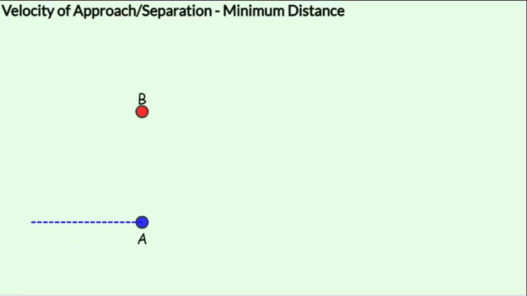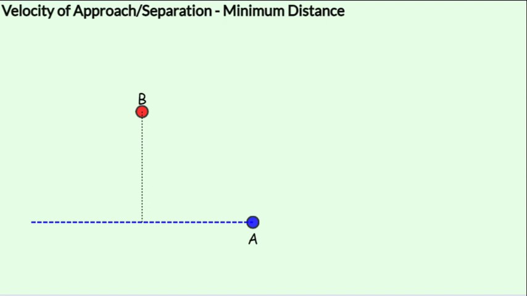Ball B is stationary, while ball A moves horizontally to the right. And you can see that the distance between the balls A and B keeps changing at every instant. We have to find the minimum distance between the balls A and B.